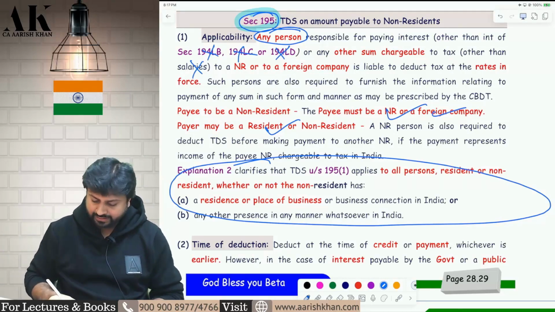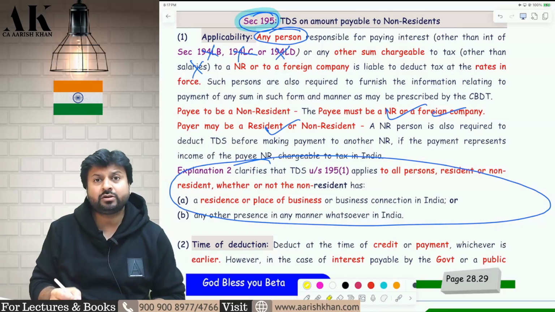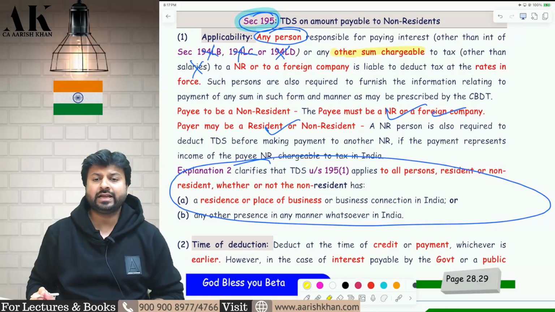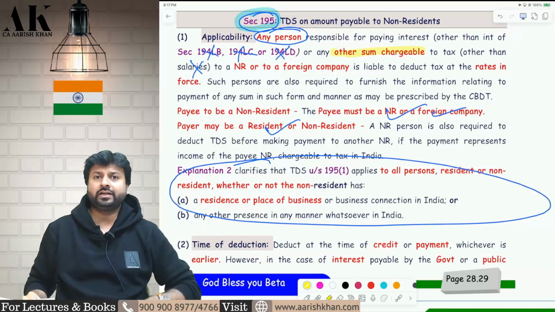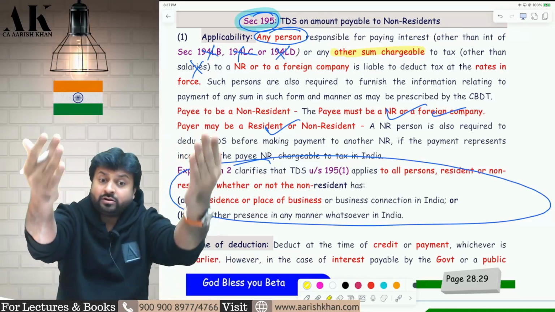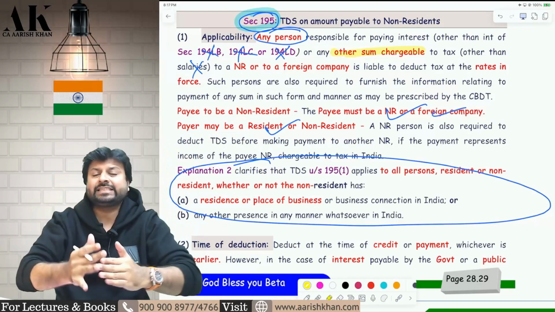Plus one more important thing, the payment which you are making to the non-resident should be chargeable to tax in India. If that amount is not chargeable to tax in India in the hands of the non-resident, you are not going to deduct the TDS. The point is very clear over here. The amount which you are paying to the non-resident has to be taxable in India.